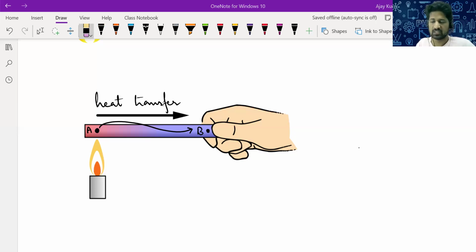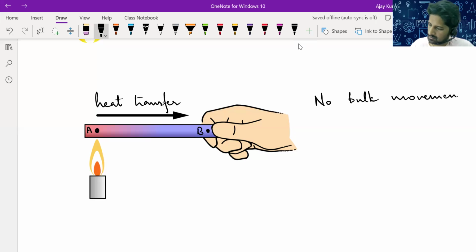No. So there is no bulk movement of molecules. That does not happen. There is no bulk movement or net movement of molecules. Now we can't say molecules are at rest. At any temperature more than 0 Kelvin, molecular vibrations will keep happening. So molecules will be moving, but they'll be moving about their mean position. On average, they'll have a certain fixed position. So no bulk movement or net movement of molecules takes place here.